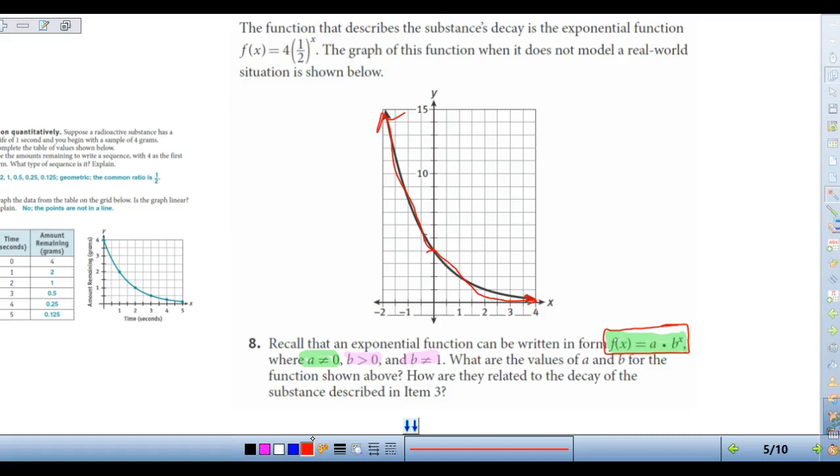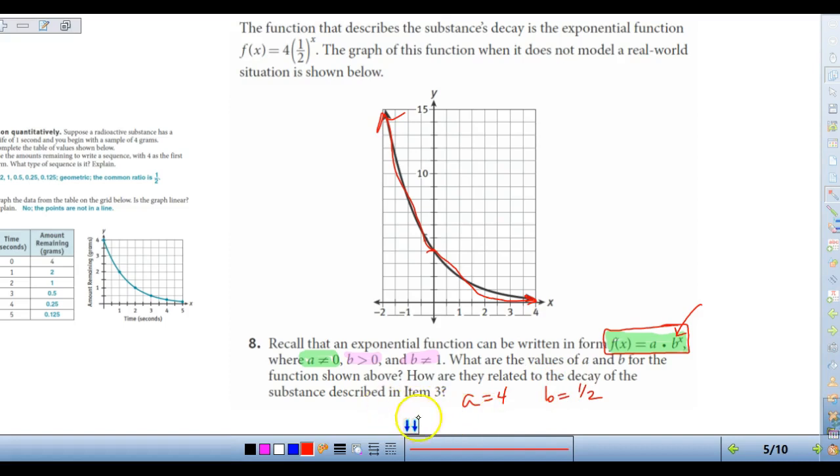So B has to be a positive factor, right? If it was negative, it would keep jumping back and forth between a positive number, a negative number, a positive number, a negative number. So it has to be positive. In order to shrink, it has to be a number between 0 and 1. And in order to grow, it has to be a number greater than 1. So what are the values of A and B for this particular function? A equals 4. B equals 1/2.